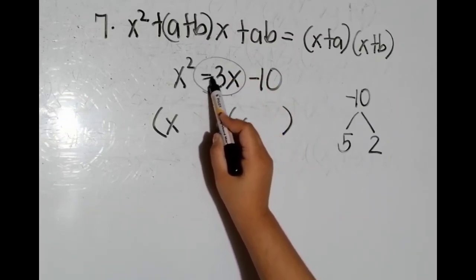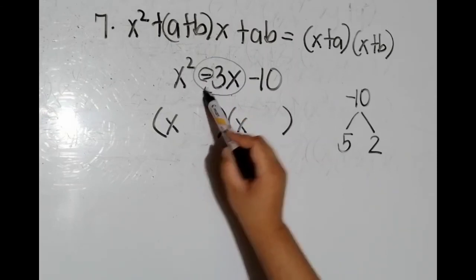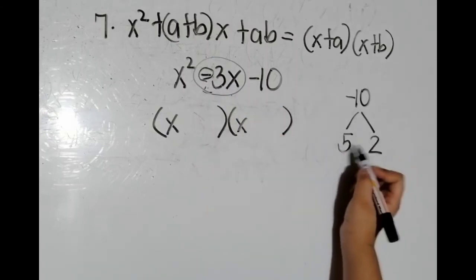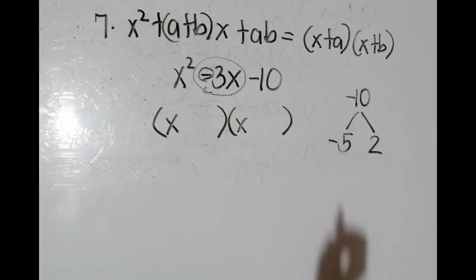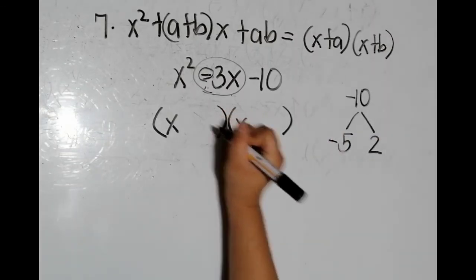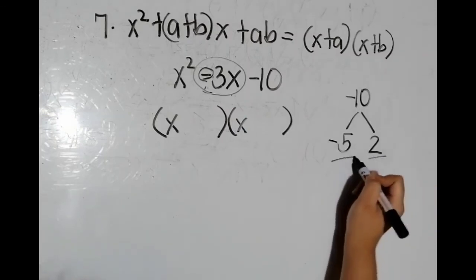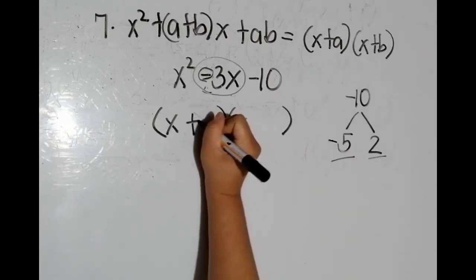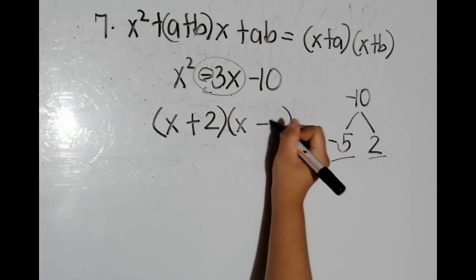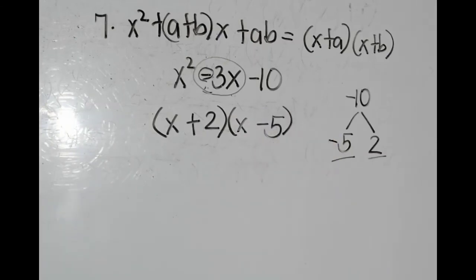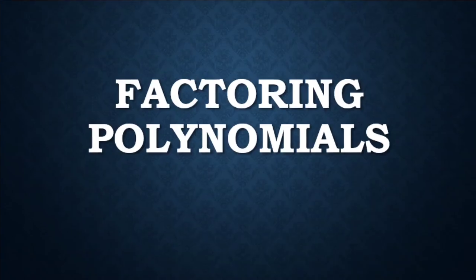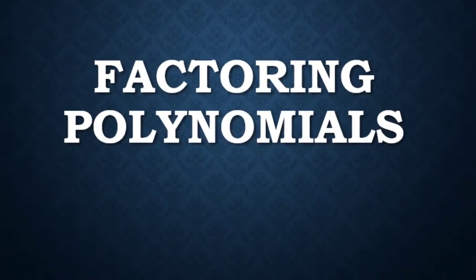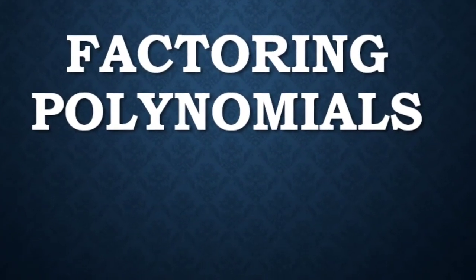Since the sign is negative, the bigger number should be negative. Which is bigger? We have 5. Therefore, that is negative 5. Putting it to factor, we have x plus 2 and x minus 5. That's it. Again, this is how we factor polynomials.